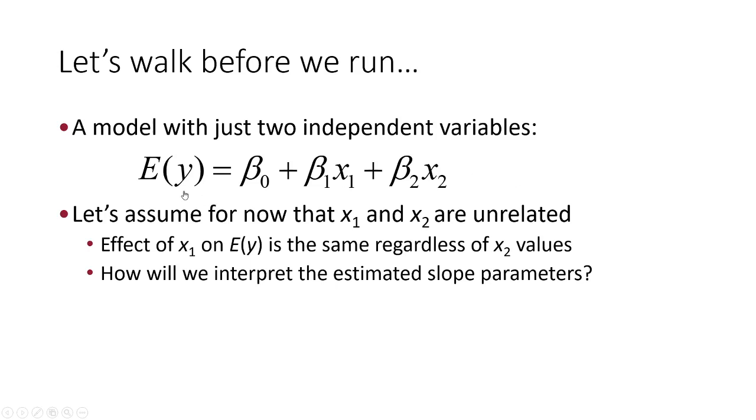So our predicted value for y is just given by this formula, where beta 0, beta 1, and beta 2 are the intercept and slope parameters that will be estimated during our multiple regression process, and x1 and x2 are our independent variables. For now, let's assume that x1 and x2 are completely separate from one another. They're unrelated to one another. Then as x1 changes, x2 stays the same, and the effect of x1 on y only happens through this slope parameter beta 1.